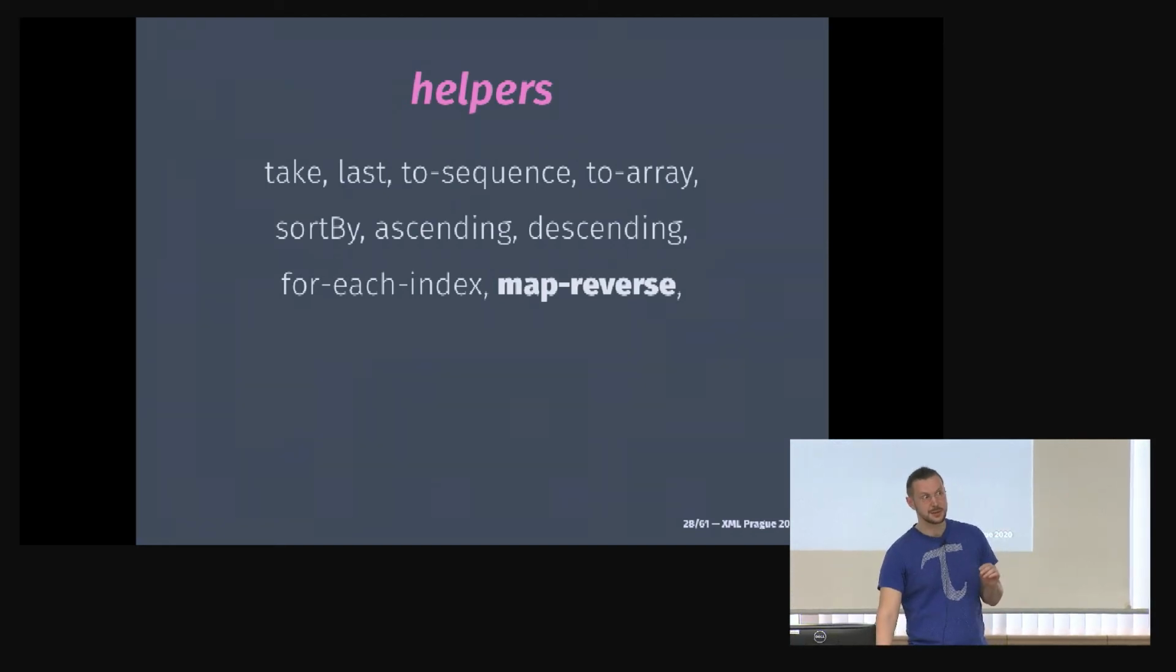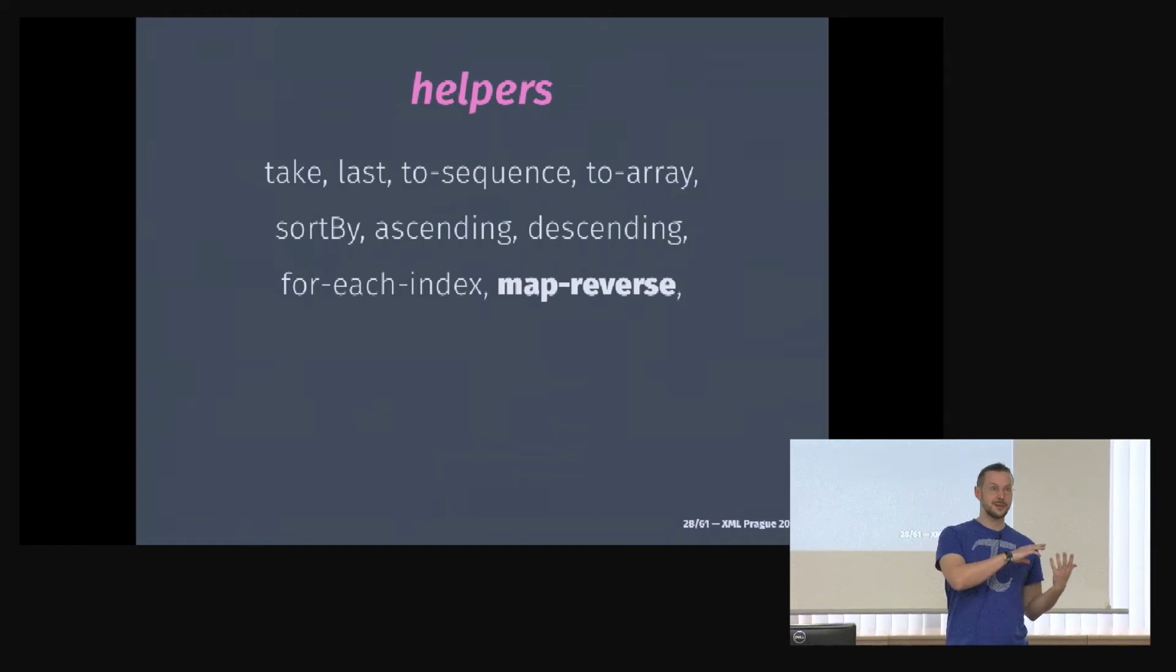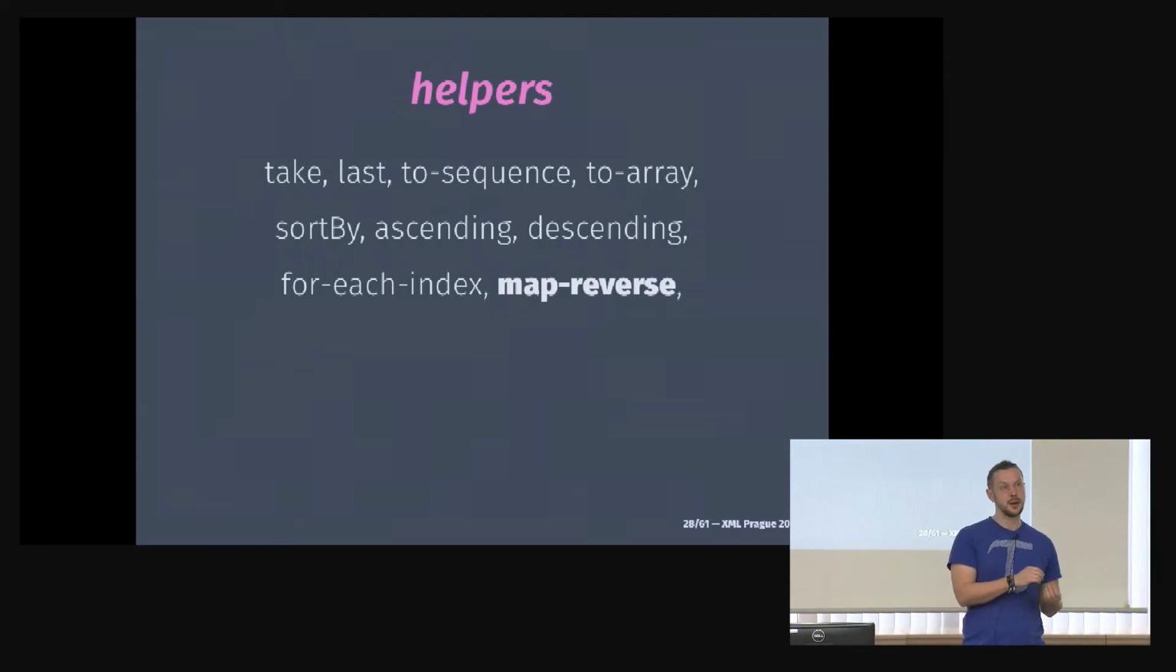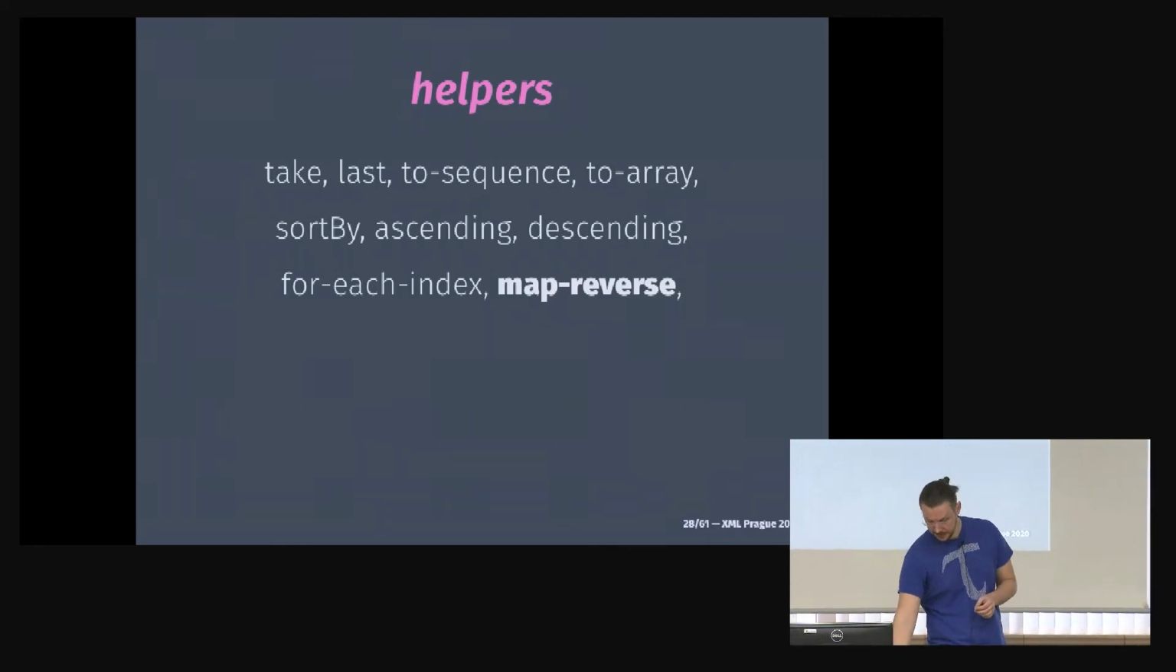For each index is a thing that I will come back to, but it's actually something that is a little like the JavaScript implementation of for each and map, like they call it there, map. And it will not only give you each item, but also the position in that sequence or in that array. Because for each index does accept a sequence or an array. It will internally figure out what you really want to do.